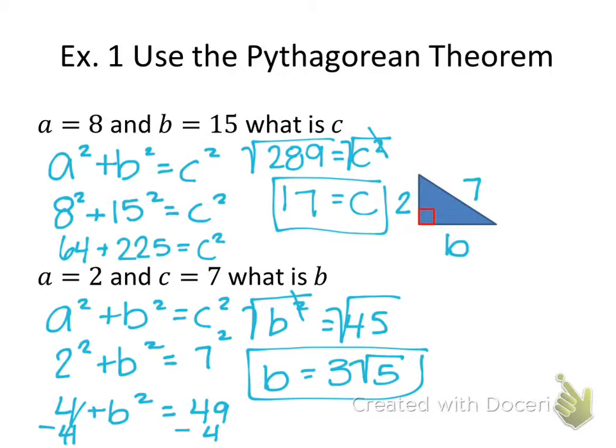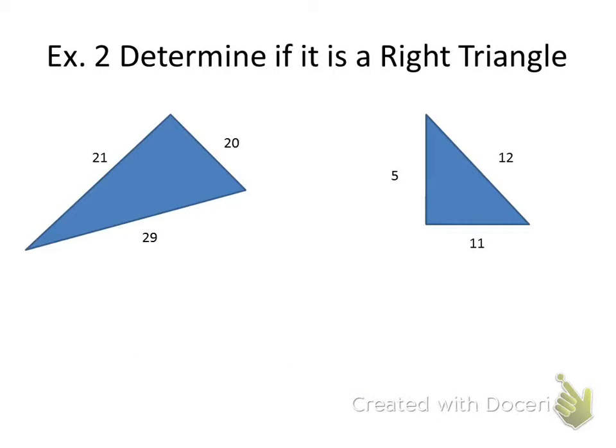Okay, so the next example that we have is determine if it is a right triangle. So what they've done is they've given us all 3 side lengths already, and they want us to find out, is it a right triangle? Remember, we said this before, the Pythagorean theorem only works on right triangles. You can't use it for every single triangle that's out there. It only works for a right triangle.